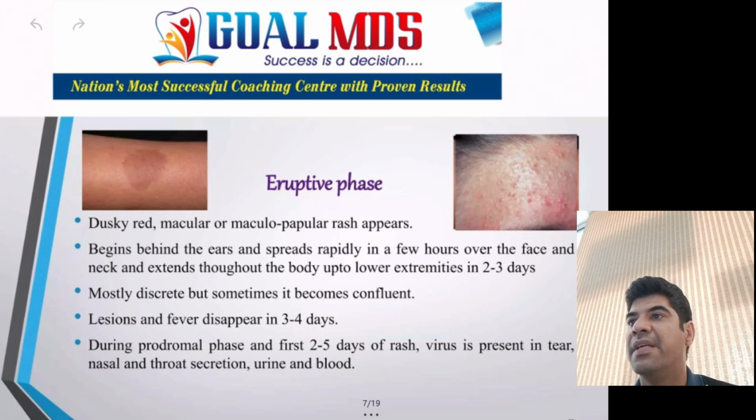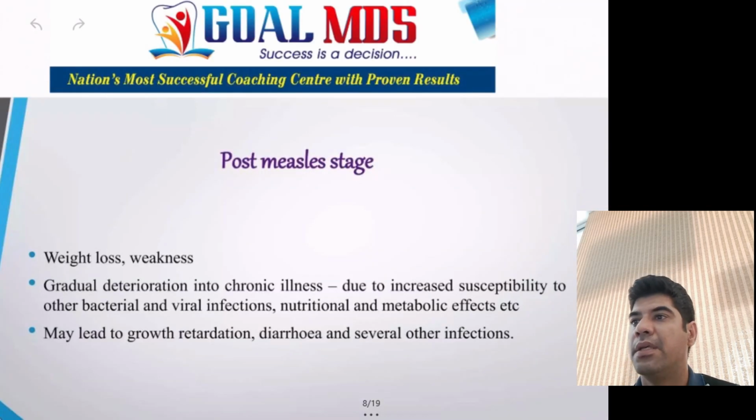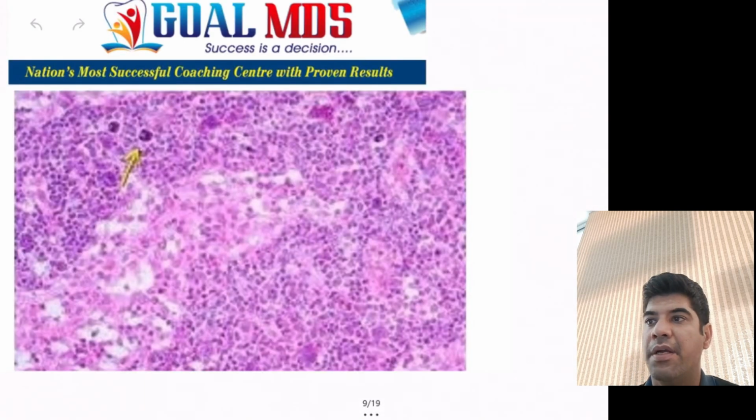In the eruptive phase, you will see a maculopapular rash behind the ears that spreads in a few hours over the face, neck, and extends throughout the body. The lesion and fever disappear in 3 to 4 days. In the post-measles stage, you will see weight loss, weakness, and deterioration into chronic illness. It may cause growth retardation, diarrhea, or other infection.